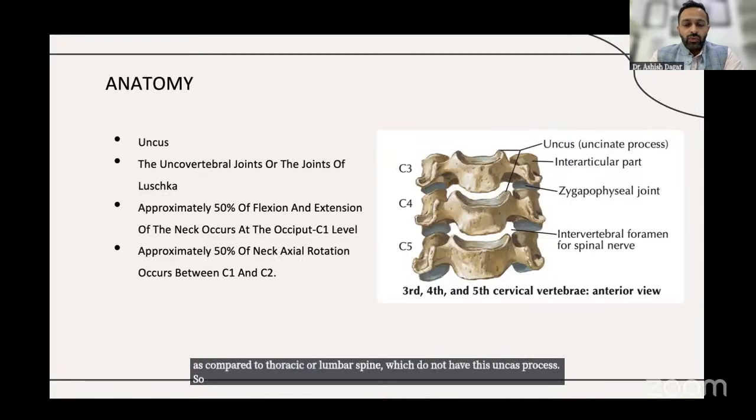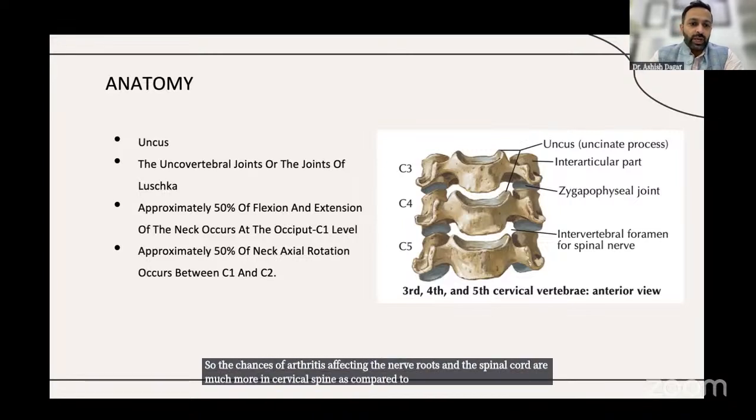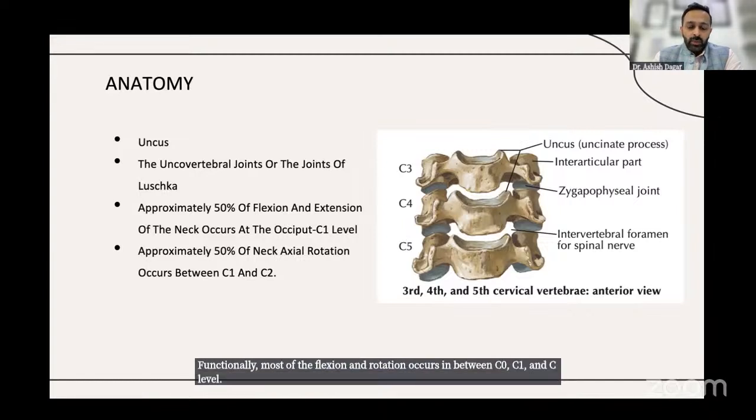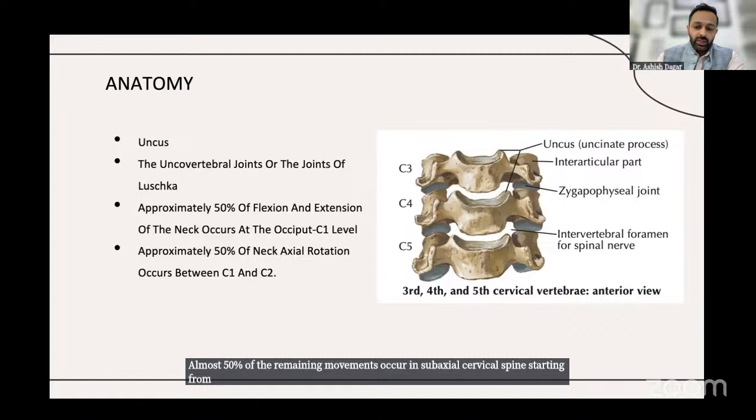So in between two vertebrae in the cervical spine, we have five joints: two facet joints, two uncovertebral joints, and one disc in the front. So the chances of arthritis affecting the nerve roots and the spinal cord are much more in the cervical spine as compared to the lumbar or thoracic spine. Functionally, most of the flexion and rotation occurs in between the C0, C1, and C2 levels. Almost 50% of the remaining movements occur in the subaxial cervical spine, starting from C3 down to C7.